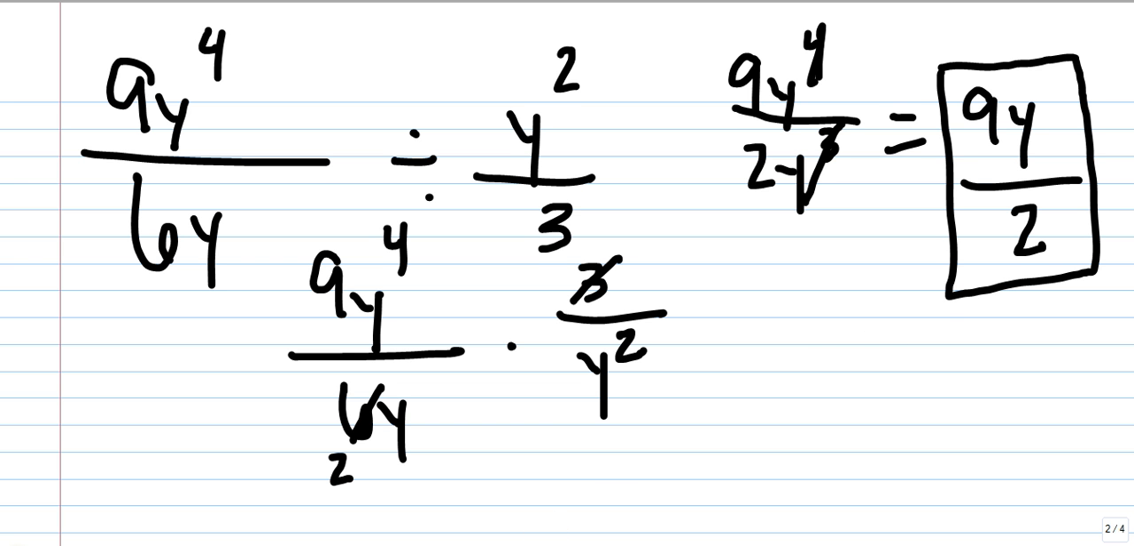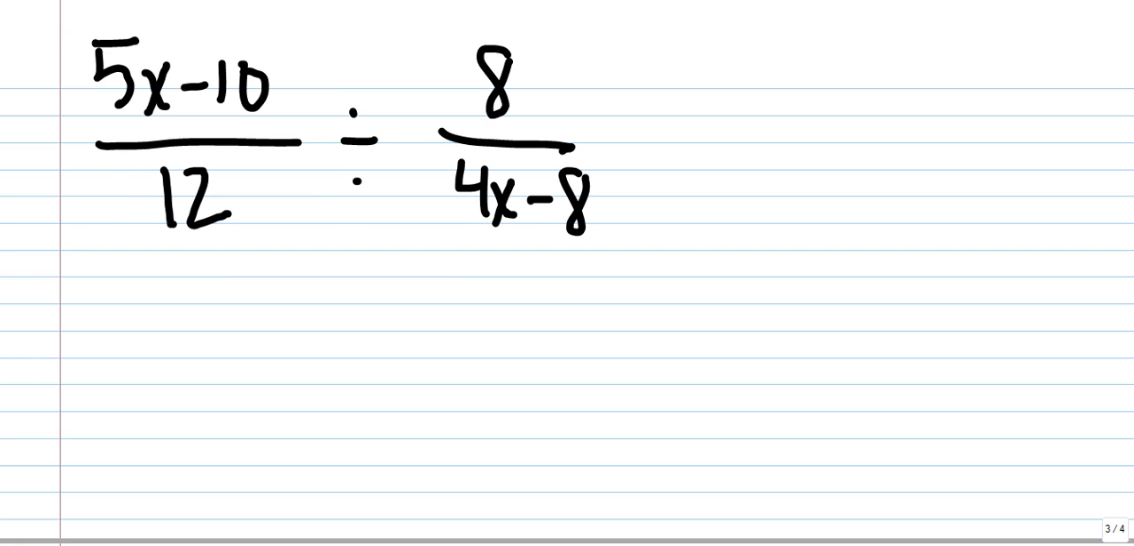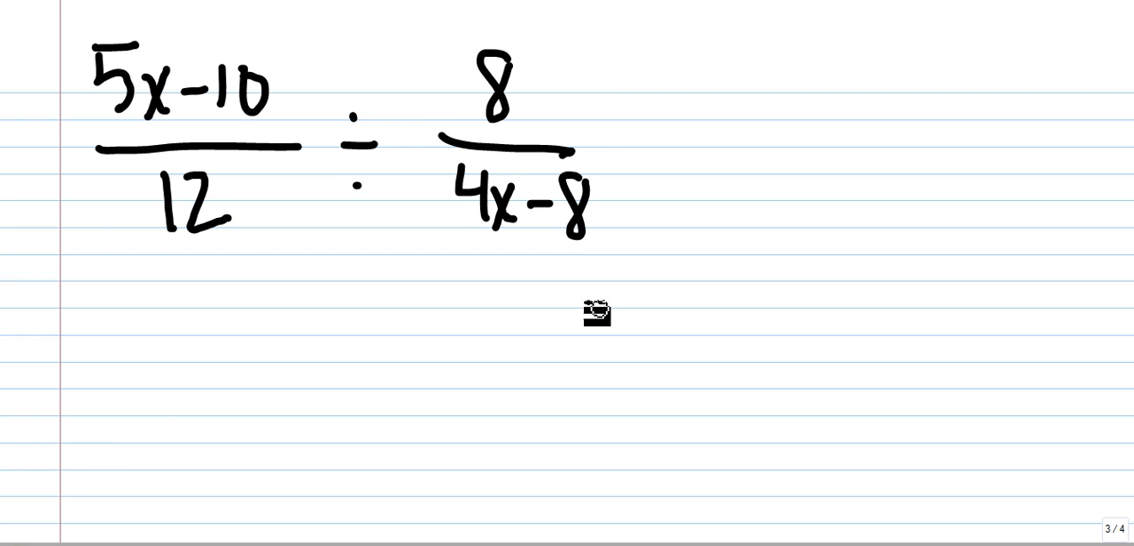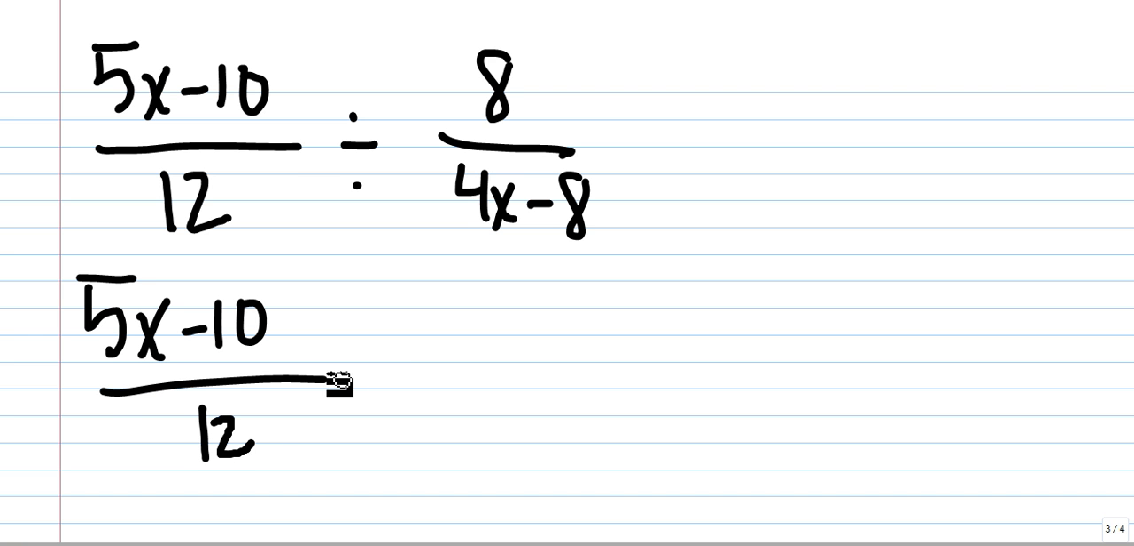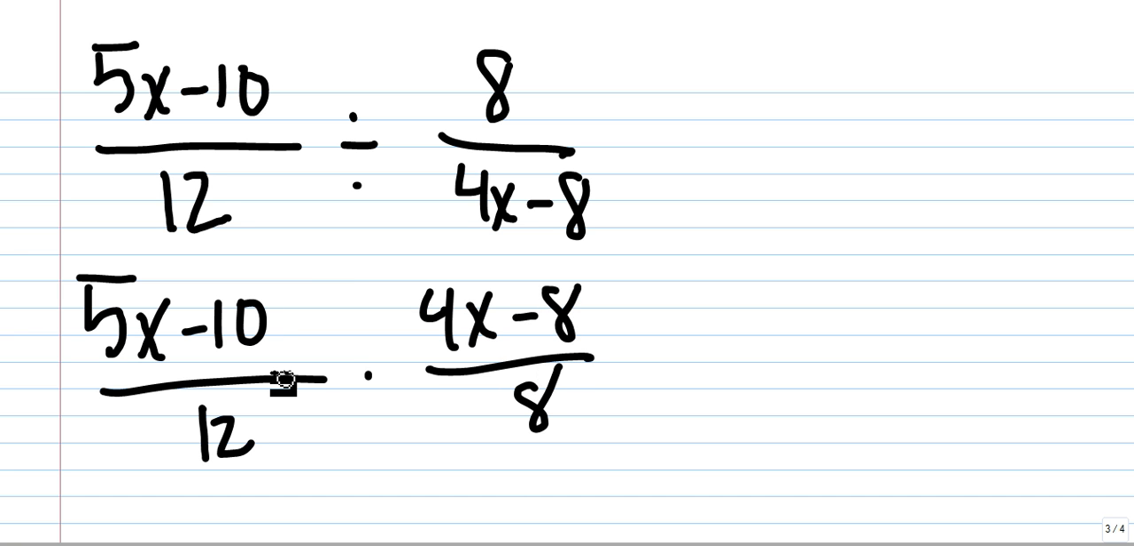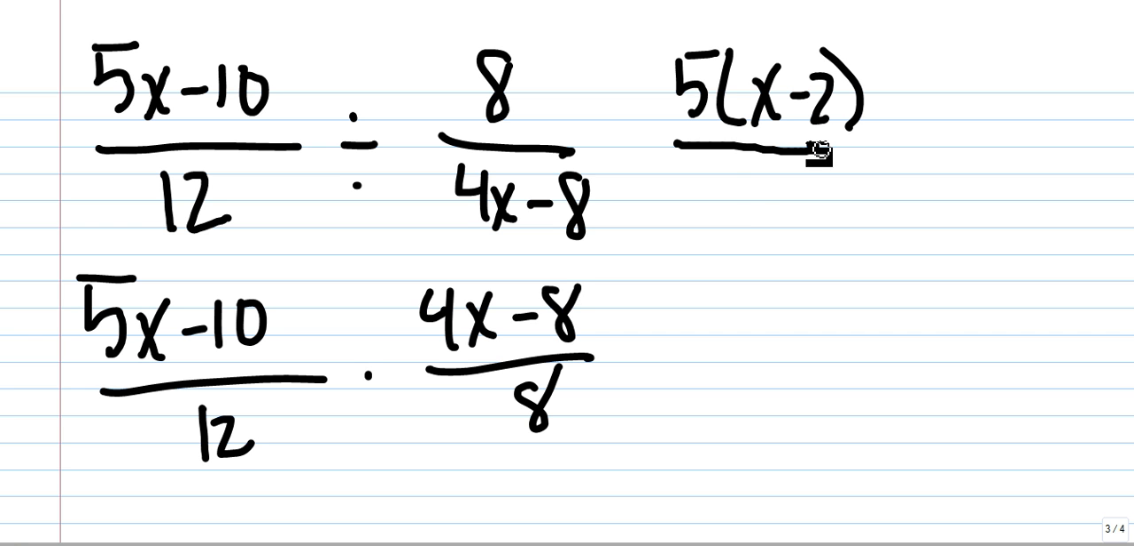Okay, here's another example here. I'm going to flip that second fraction upside down, and then I'm going to multiply. So I have 5x minus 10, I'm just rewriting this first one, times 4x minus 8 over 8. So now we want to factor this one because we have a GCF here and a GCF here. So what can I take out of that one? I can take out a 5. And when I do, what do I have left over? I have x minus 2 over 12.